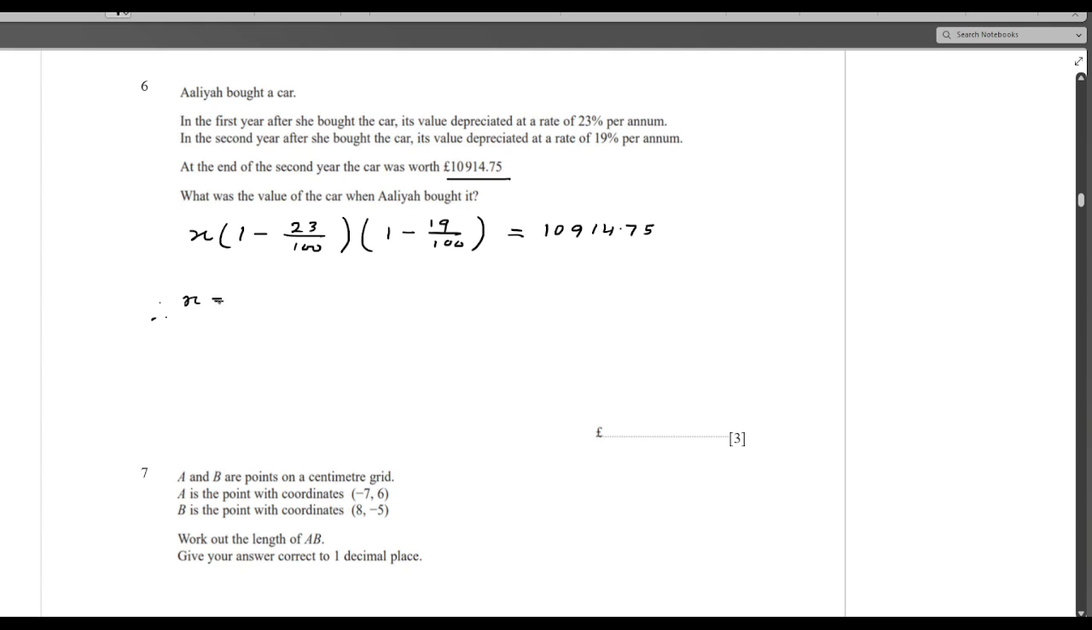So therefore, for the value of x, I will use the calculator. Directly I will write the value here: 10,914.75 divided by, now in the denominator I will use a bracket, 1 minus 23 divided by 100, times, in the denominator only, 1 minus 19 divided by 100.